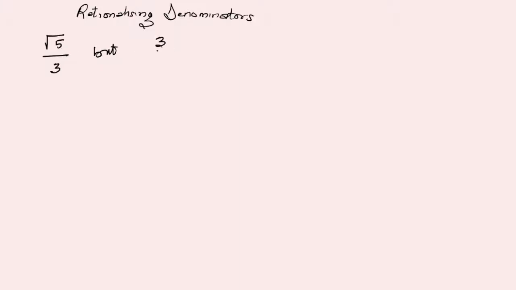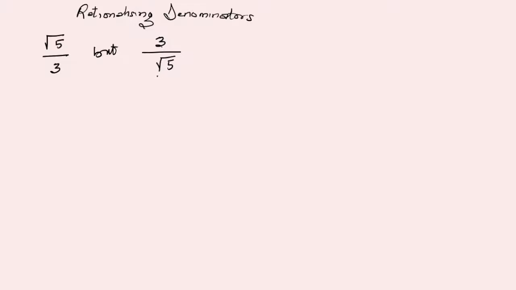The next thing we'll be looking at is rationalizing denominators. Consider the expression root 5 over 3. Mathematically, there is nothing wrong with this expression. It is correct and it is acceptable. However, if we exchange the numerator for the denominator and write this as 3 over root 5, this is also a correct mathematical expression, but it is undesirable.